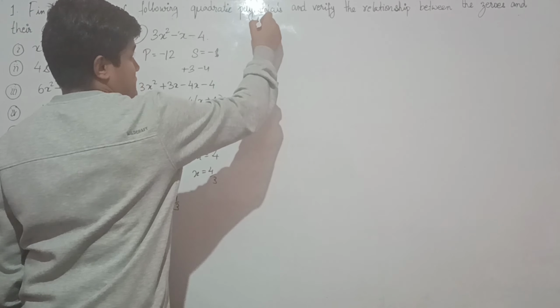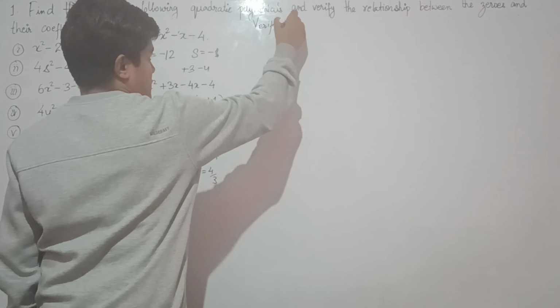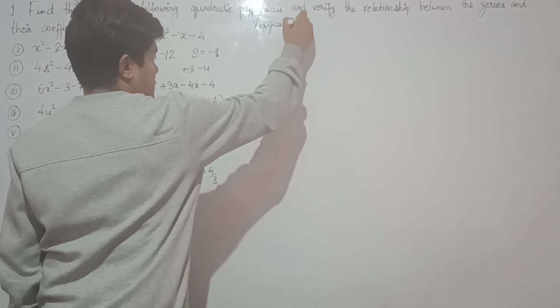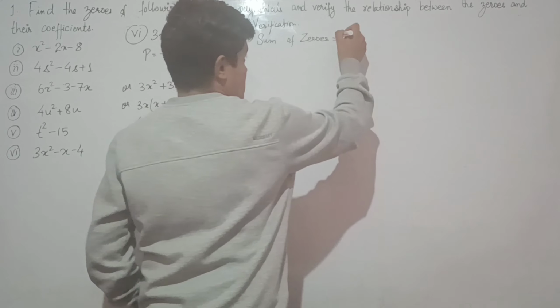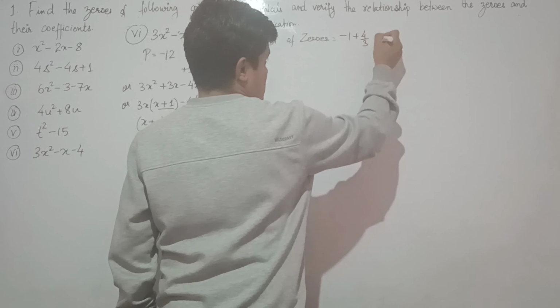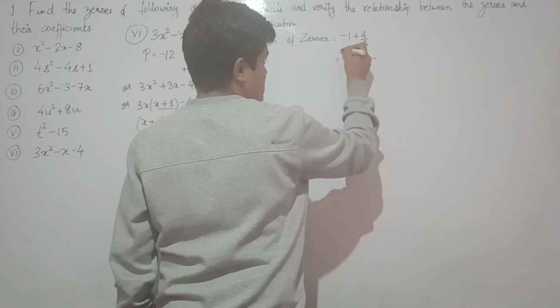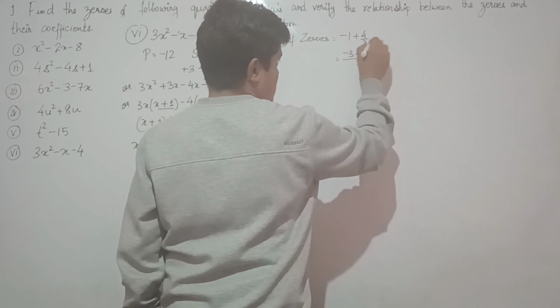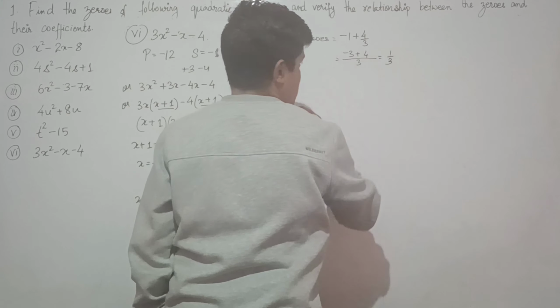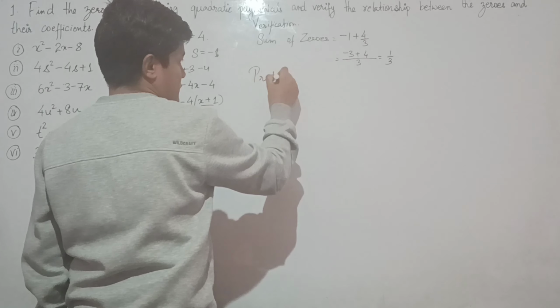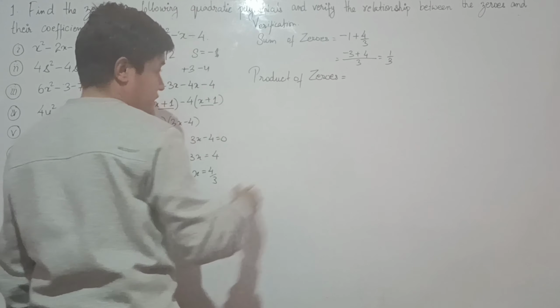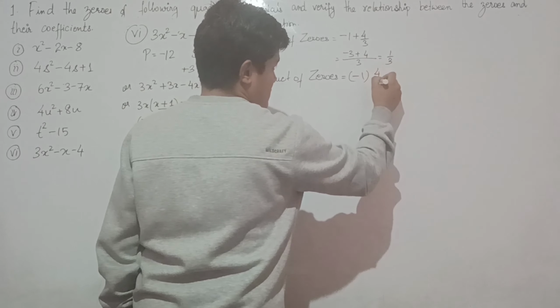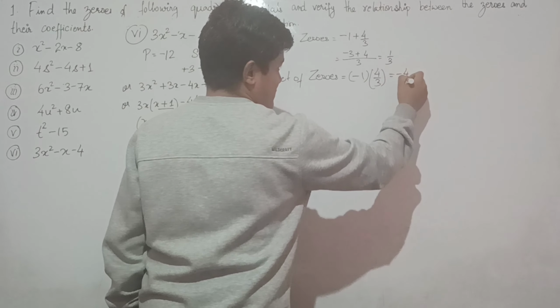So verification. Sum of zeros by calculating, minus 1 and plus 4 by 3. Minus 1 plus 4 by 3 and LCM is 3. Minus 3 plus 4 is 1, equals 1 by 3. Positive. And product of zeros equals, just multiply minus 1 and 4 by 3, you will get minus 4 by 3.